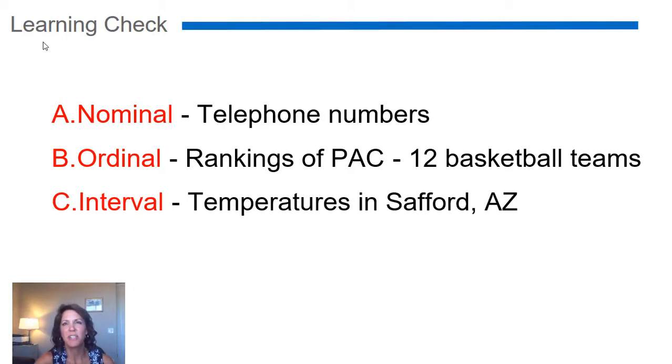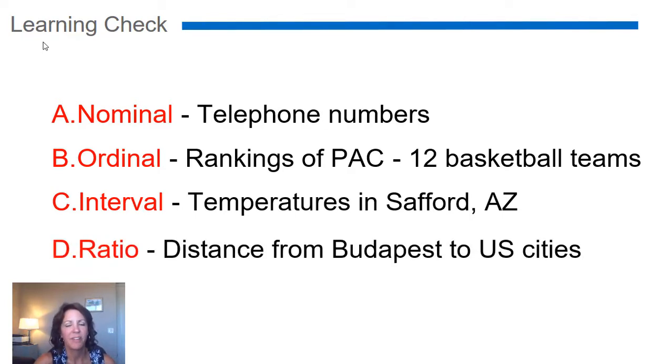Interval, temperatures in Safford, Arizona. There's an equal interval on a temperature scale, but there is no zero. And ratio, distance from Budapest to the U.S. cities. Budapest is the zero starting point, and then the miles to different U.S. cities is a ratio scale.